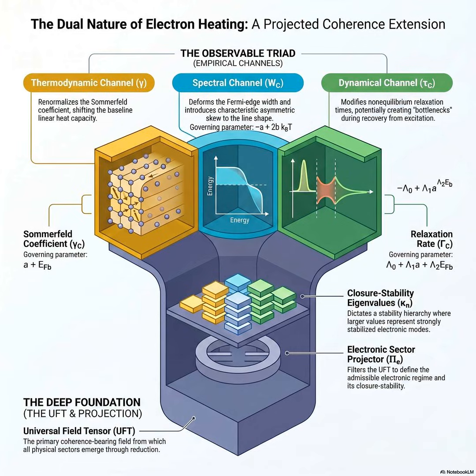Now let's look at the second leg, the spectral channel. This is where we look at the Fermi edge itself. Right. We discussed earlier how heating blurs the sharp step function at the Fermi surface. That's the thermal edge. We can measure the precise shape of this edge using techniques like ARPES. Right, the spectroscopy. Now, if we apply Lillian's coherence weighting to the mathematics of the Fermi edge, the effective width of that thermal blur, which we'll call W_C, fundamentally changes. And the formula for the new width is fascinating. It's W_C equals W0 times (1 minus epsilon A plus 2 epsilon B k_B T).